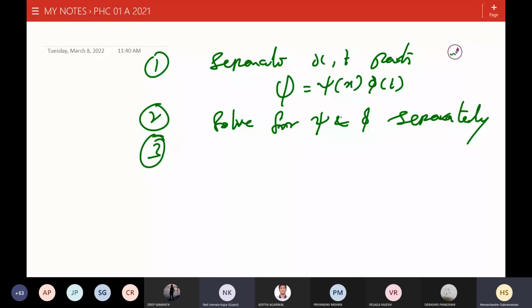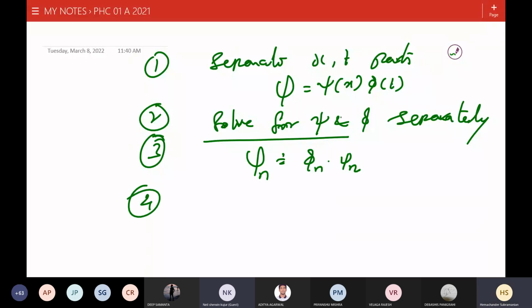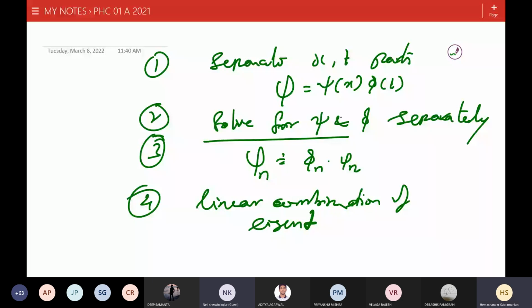So you have to solve for psi and phi separately, and then you write the general solution as phi n times psi n. And then fourth, you create a linear combination of the eigenfunctions psi n, which is basically psi equals the summation of cn psi n.